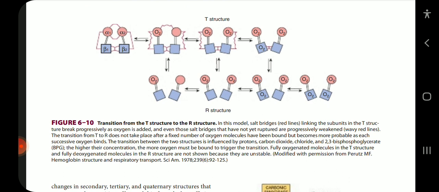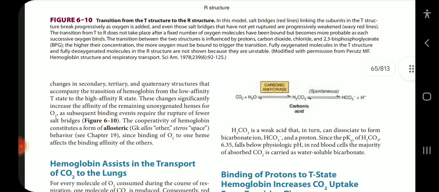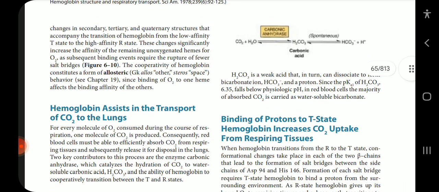The transition between the two structures is influenced by protons, carbon dioxide, chloride, and 2,3-BPG. The higher their concentration, the more oxygen must be bound to trigger the transition. Fully oxygenated molecules in the T structure and fully deoxygenated molecules in the R structure are not shown because they are unstable. The cooperativity of hemoglobin constitutes a form of allosteric behavior, since binding of O2 to one heme affects the binding affinity of the others.